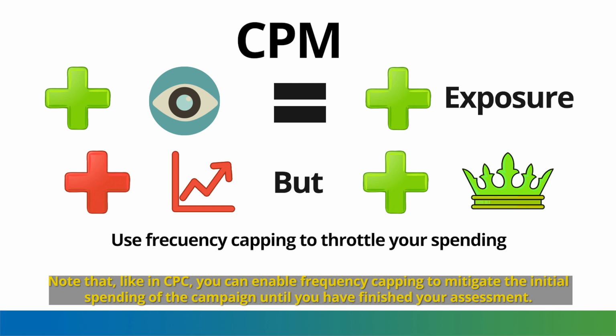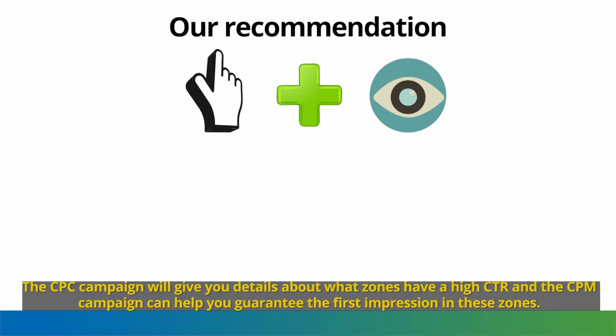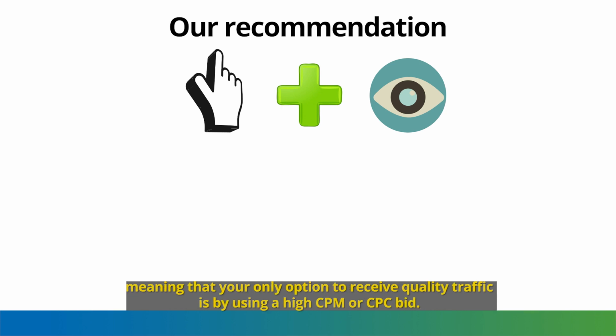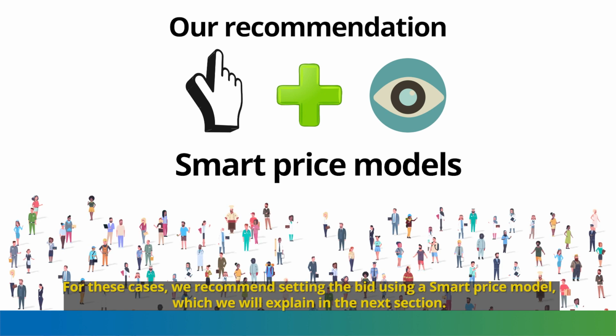Our recommendation is that you combine campaigns using both price models. The CPC campaign will give you details about what zones have a high CTR, and the CPM campaign can help you guarantee the first impression in these zones. Lastly, be aware that there might be some specific traffic segments where the competition is really aggressive, meaning that your only option to receive quality traffic is by using a high CPM or CPC bid. For these cases, we recommend setting the bid using a smart price model, which we will explain in the next section.